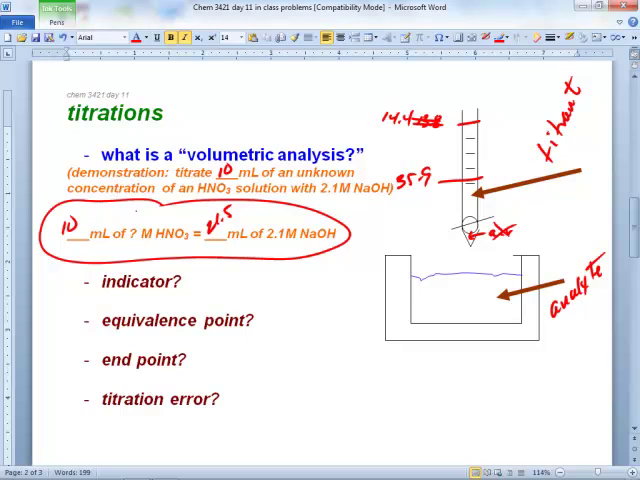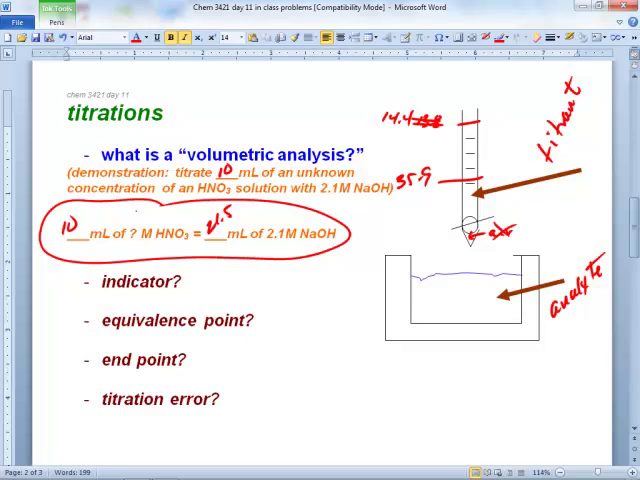They should be the same, right? In theory. Yeah, that's a good point. These guys should be the same, but they're not, and that's what this is all about, titration error. But first, let's get through this first. Okay, we have 21.5 mils of 2.1 molar NaOH equals 10 mils of we don't know how much molar HNO3.